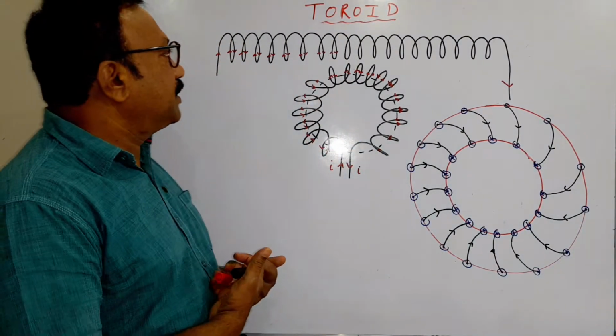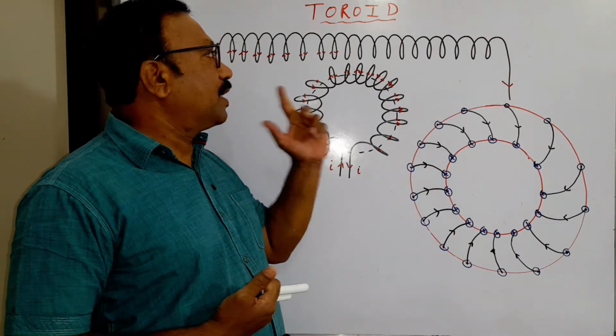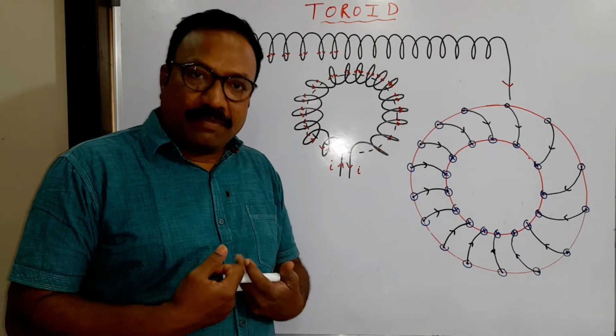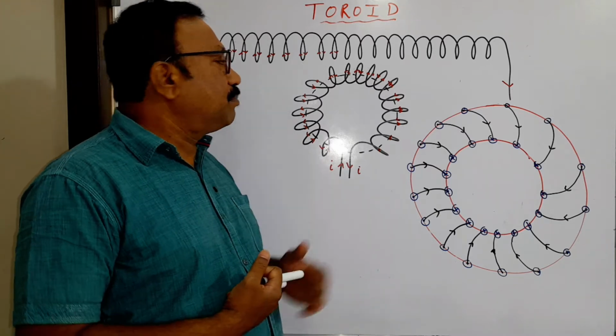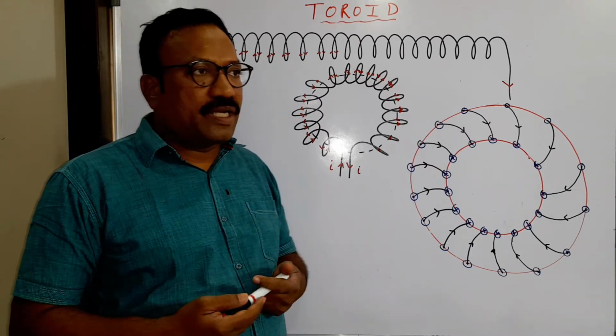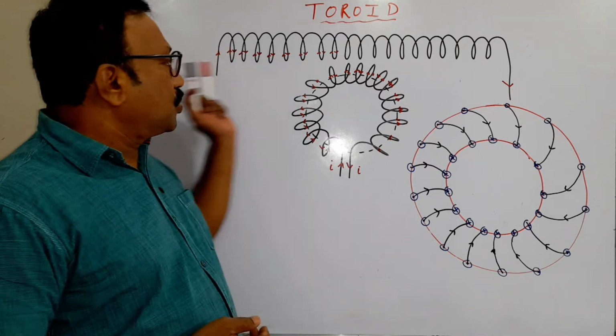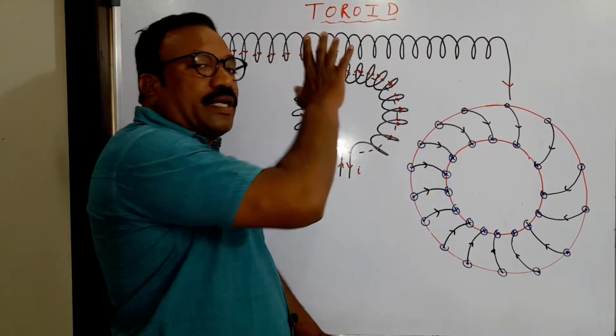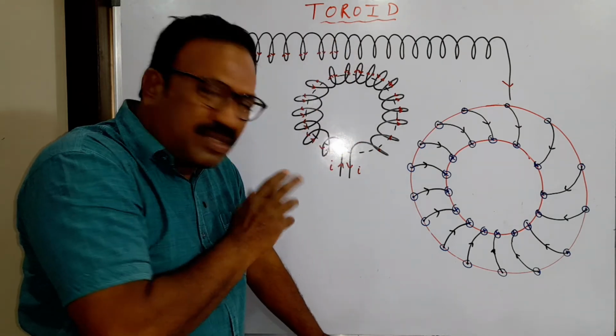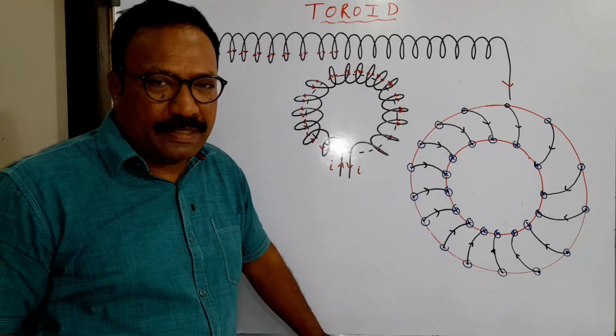Today we are starting a new topic, toroid, in moving charges and magnetism. In the chapter, toroid is one part. In the previous lecture, I have already discussed the solenoid. Today we are discussing the toroid. They are almost the same, and you will be using almost the same formulas here.